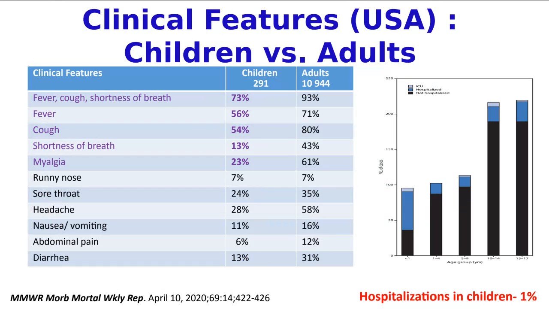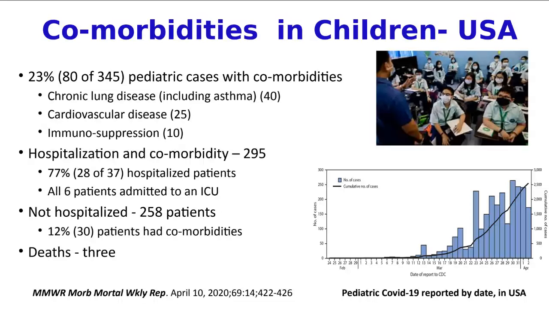Here are the clinical features in children in the United States, as compared to what was shown earlier. They presented with fever, cough, shortness of breath, and myalgia at about 20% less prevalence than their adult counterparts. And as shown in Jamaica, they also present with runny nose, sore throat, headache, nausea, vomiting, abdominal pain, and diarrhea.